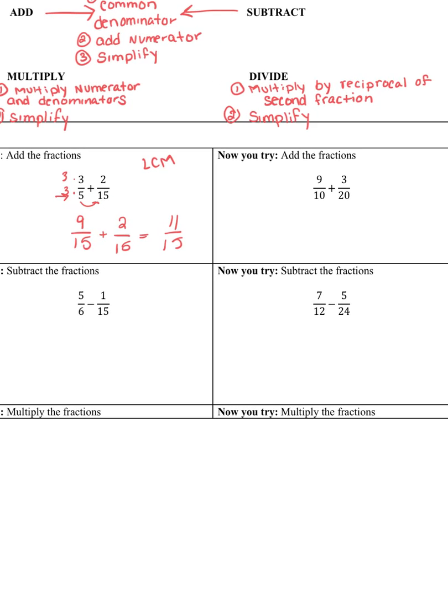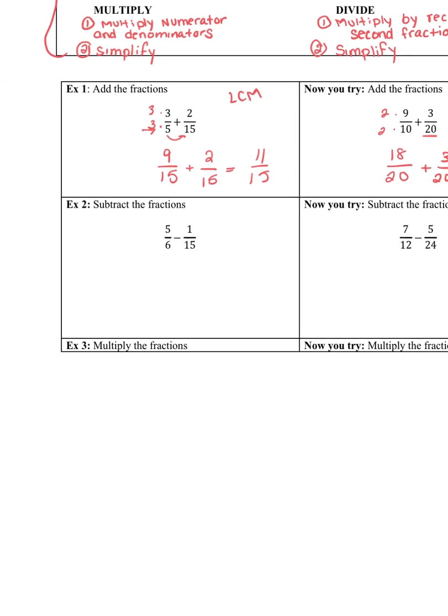I can go ahead and add that with the 2/15 to get 11 over 15. So try the next one on your own if you feel ready. Start with finding the common denominator. So the common denominator, or the lowest common multiple, what we're finding would be 20. 10 goes into 20, and I can just change that by multiplying by 2. So now I have 18 over 20, and I can go ahead and add that with the 3 over 20. And that gives me 21 over 20, which cannot be reduced. We're going to leave it as an improper fraction.